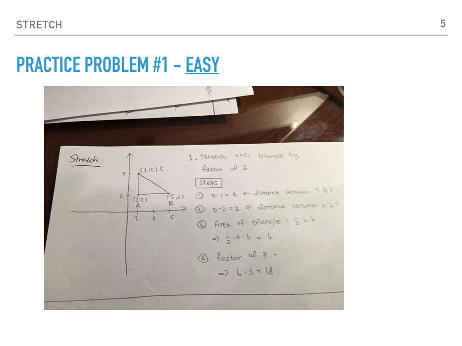And we'll end up using the area of a triangle formula, which is 1/2 base times height. In this case, 1/2 times 4 times 3 equals 6, because 4 times 3 is 12, and 12 times 1/2, or 0.5, is 6. And then, as the prompt said, we have to stretch this triangle by a factor of 3. So 6 times 3 is 18.